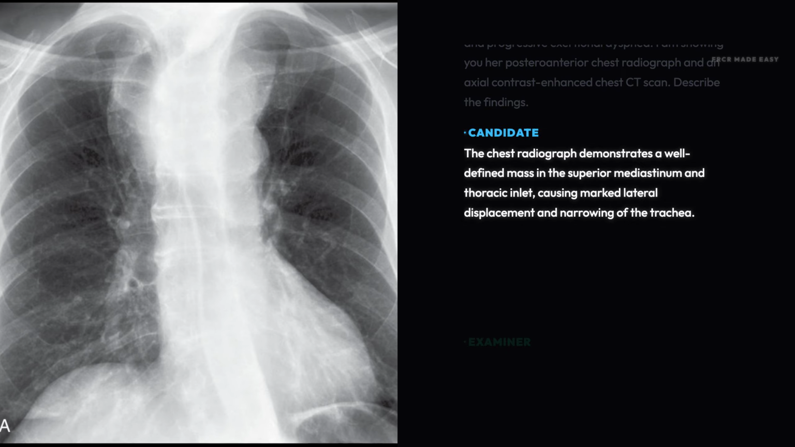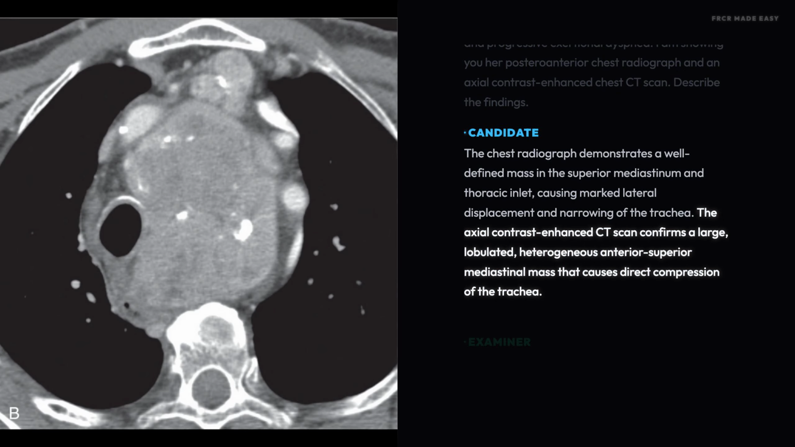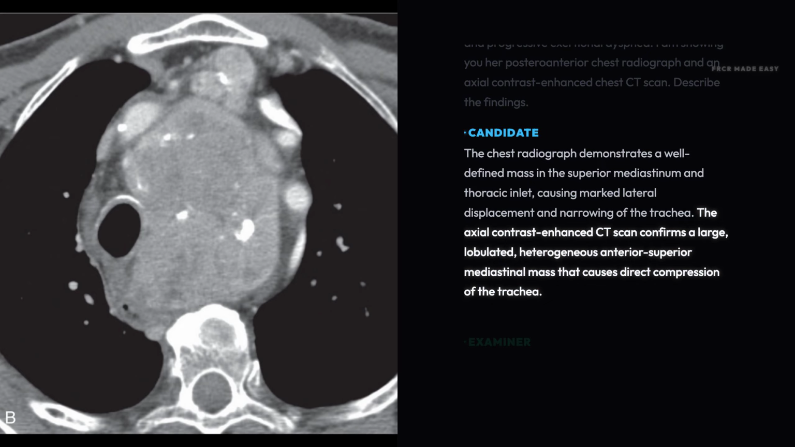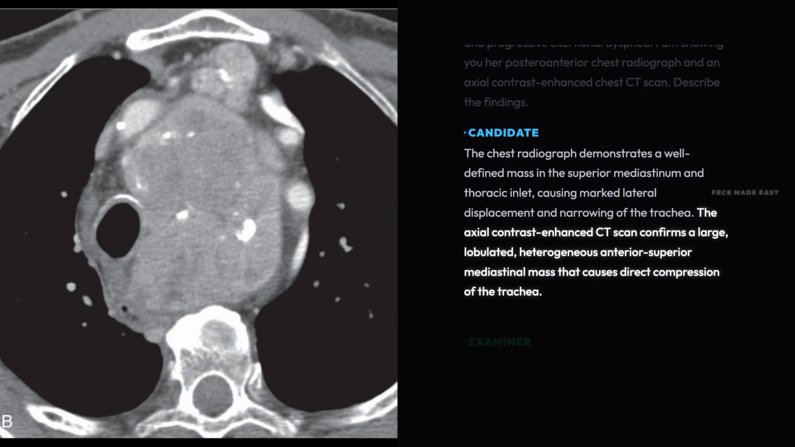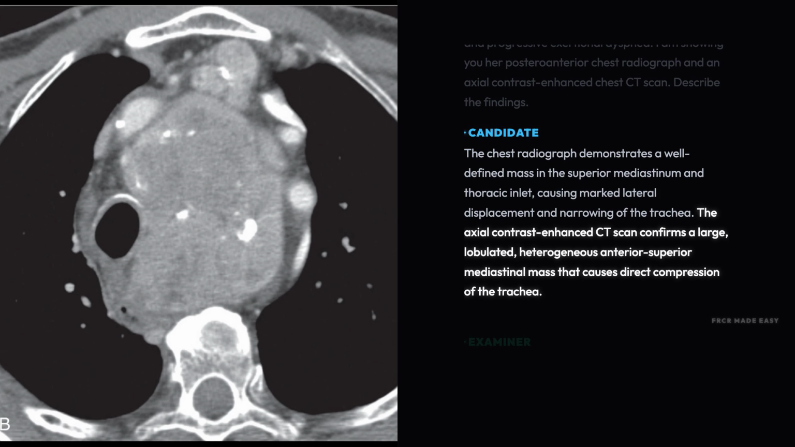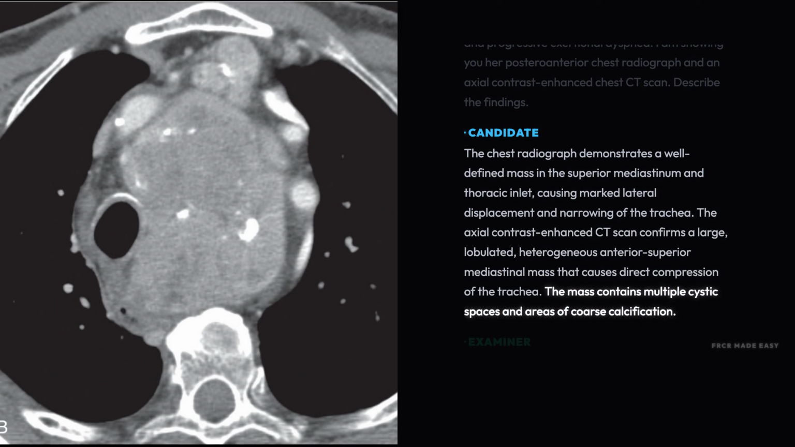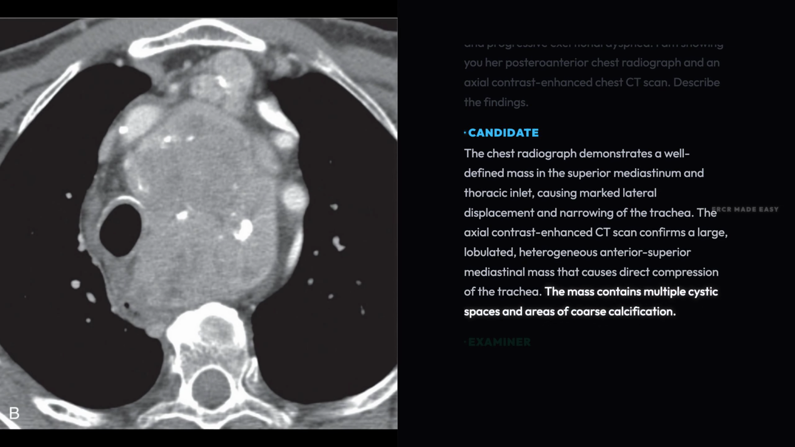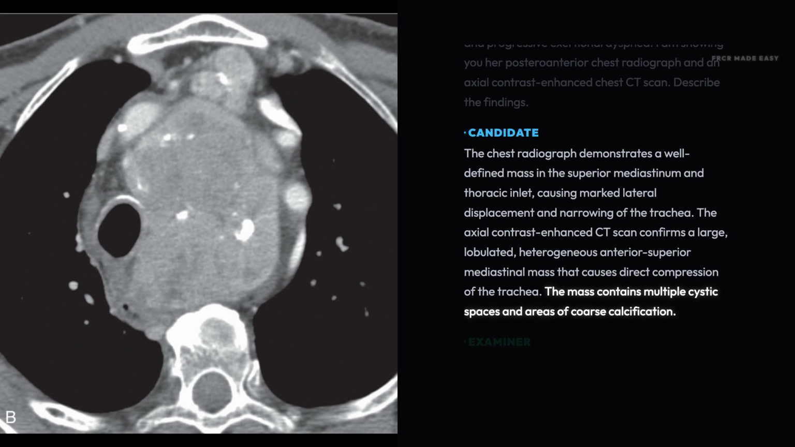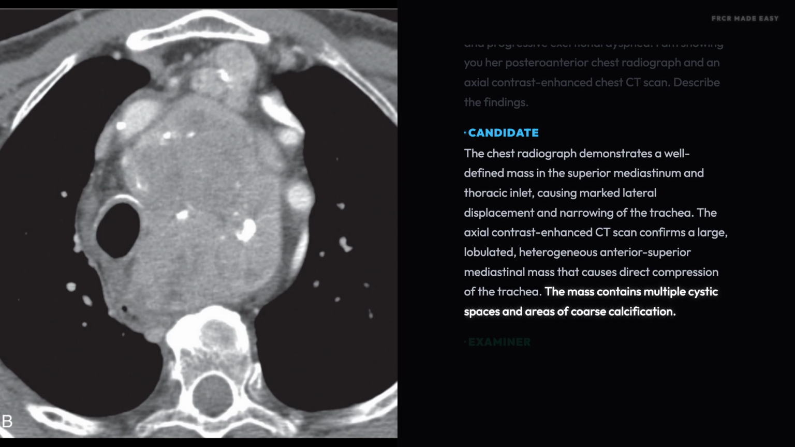displacement and narrowing of the trachea. The axial contrast enhanced computed tomography scan confirms a large, lobulated, heterogeneous anterior-superior mediastinal mass that causes direct compression of the trachea. The mass contains multiple cystic spaces and areas of coarse calcification.